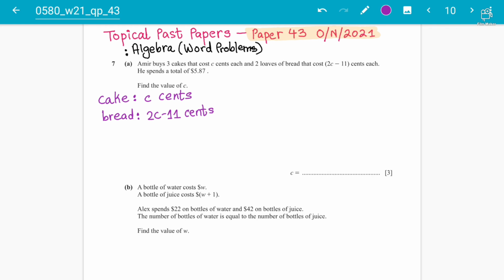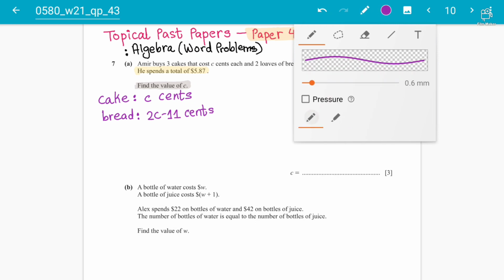Okay, so this is talking about cents. And then they are saying what's the requirement of the question. He spends a total of $5.87. You have to find the value of C. Very important, we have to find the value of C, which means we have to find the value in cents. But the question says that he spends a total of $5.87.